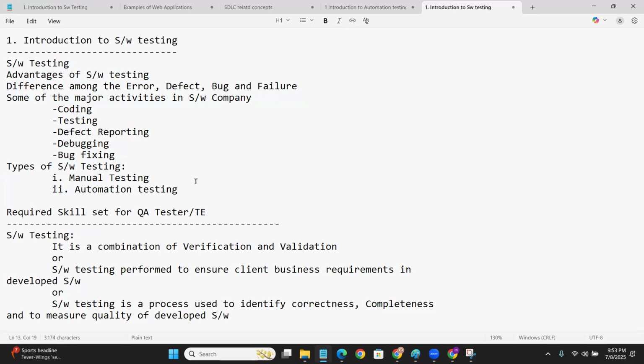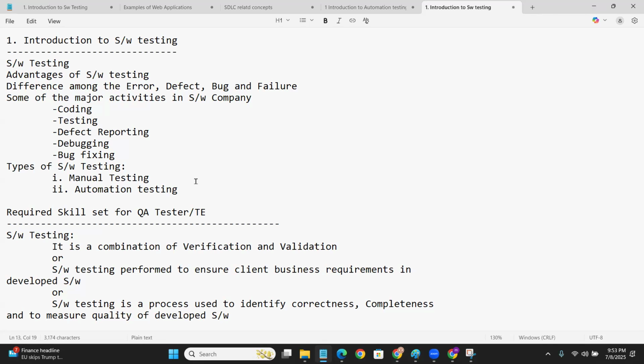Is it clear, everyone? Any doubts? When are we going to create the WhatsApp group? Once the registrations are completed, I will give you my number so that I can create the WhatsApp group for better communication and to share the day-to-day class notes with you.